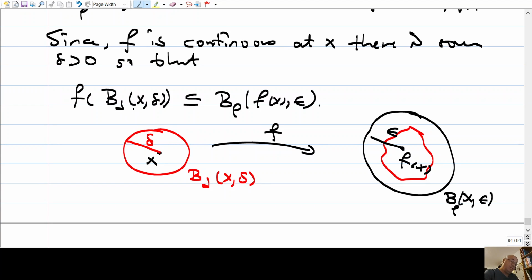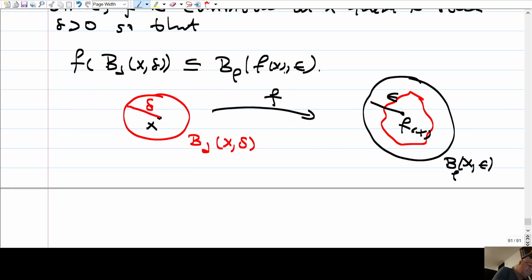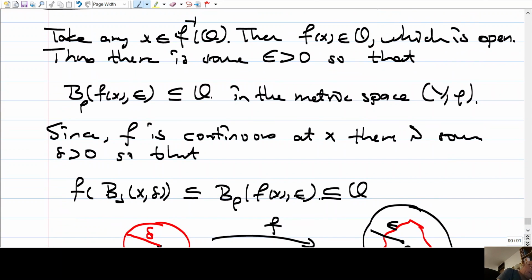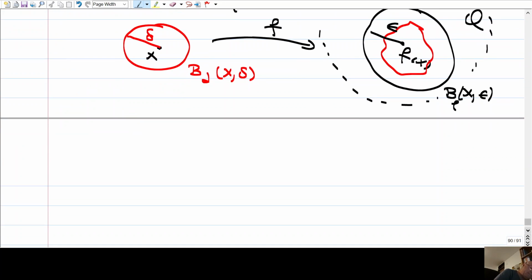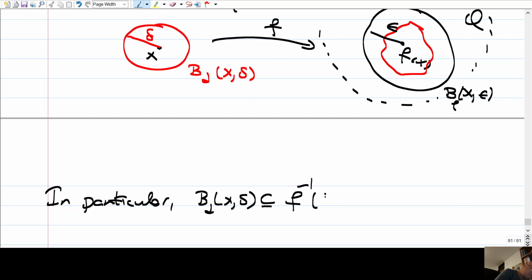All right. Now, the image of this ball lies inside this big ball, but we know that this ball lies inside the open set, right? It lies in this open set. Well, so you see, the image of this ball lies completely inside this open set, right? This open set is something like this. It is something bigger, right? Like this. So this is the open set O. Therefore, this ball lies inside the inverse image. In particular, this ball lies inside f inverse of O.